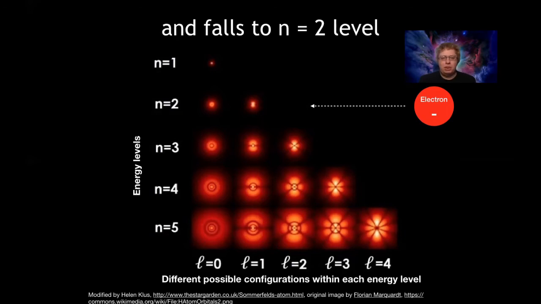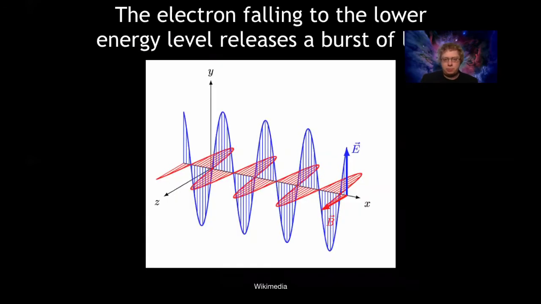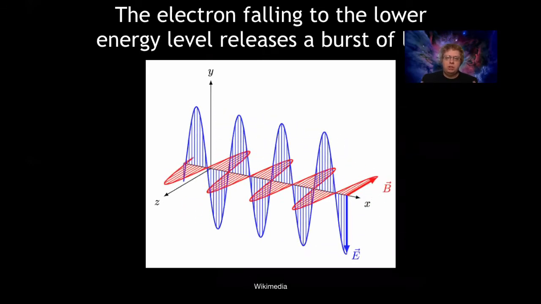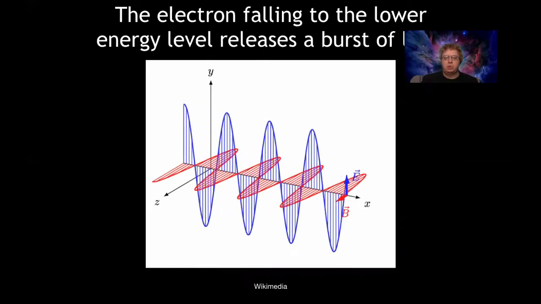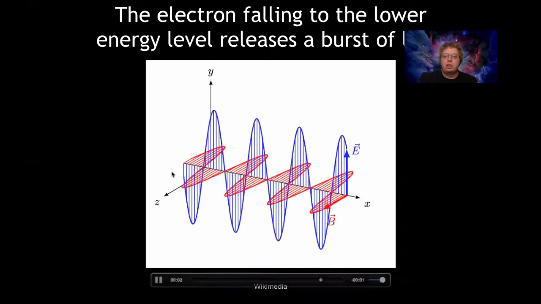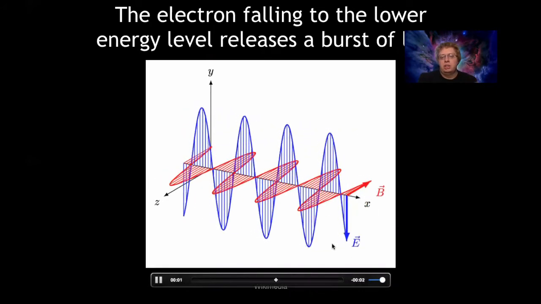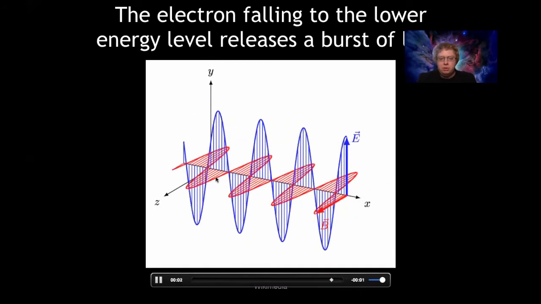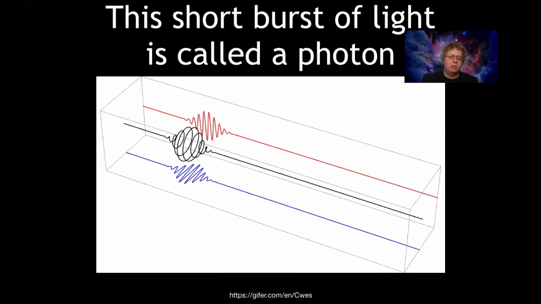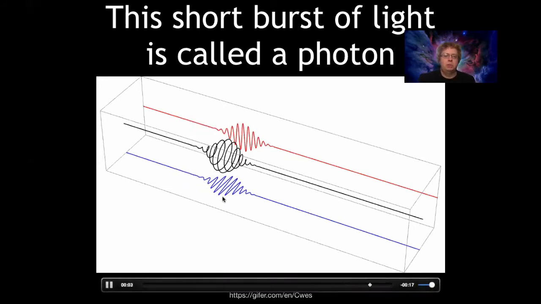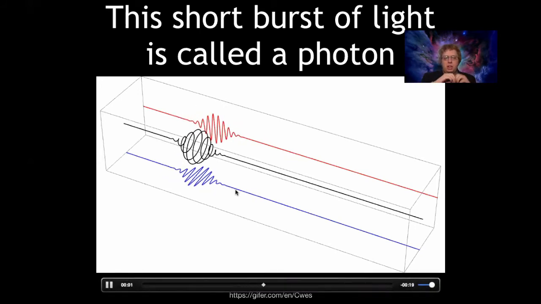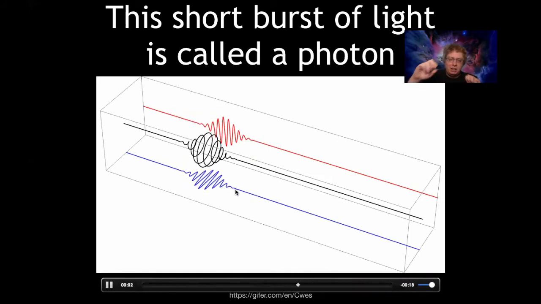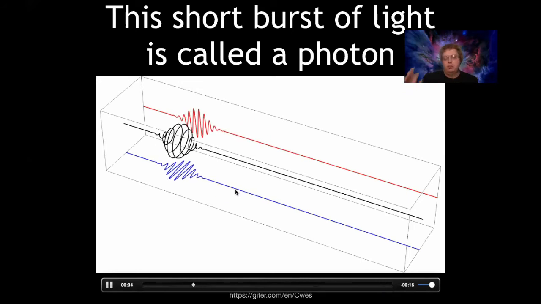When that happens, that energy has to go somewhere, and it goes into creating light. So the electron falling to the lower energy level releases a burst of light. It causes this oscillation in the electric and magnetic fields, which then travels forever as light. But instead of looking like this, it looks like just a quick burst of light, where the electric and magnetic fields essentially have a little bell-shaped packet that allows it to travel on forever.